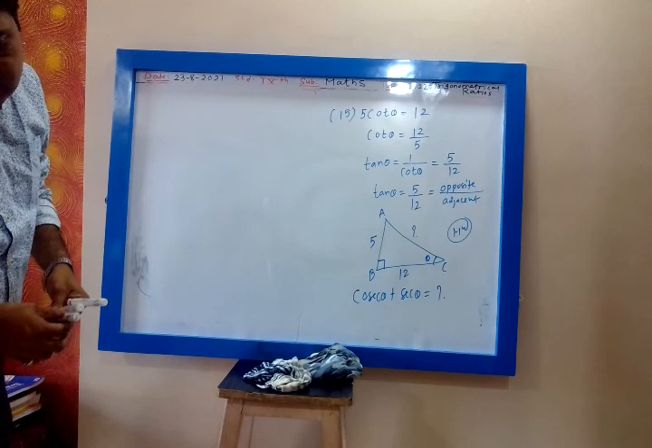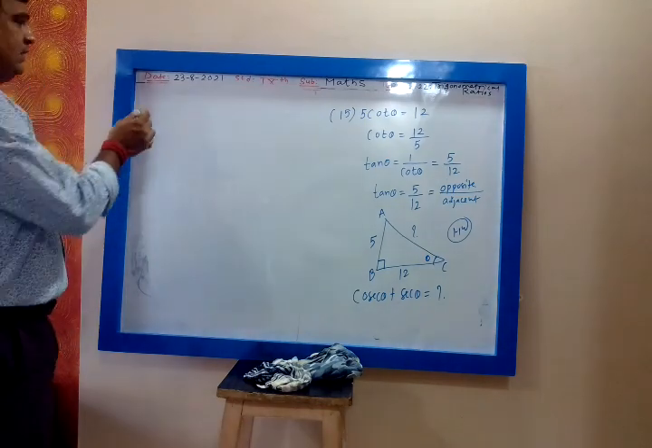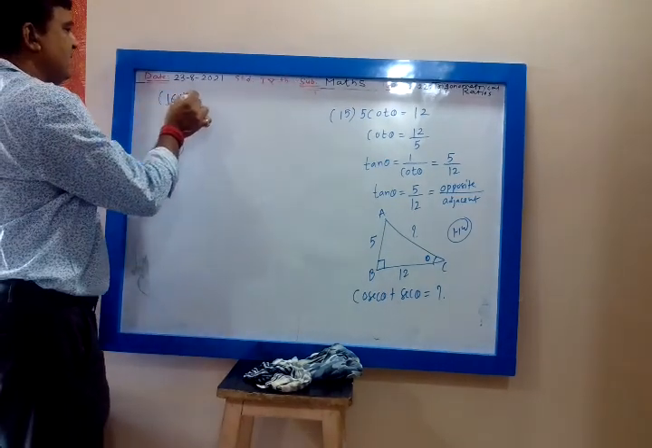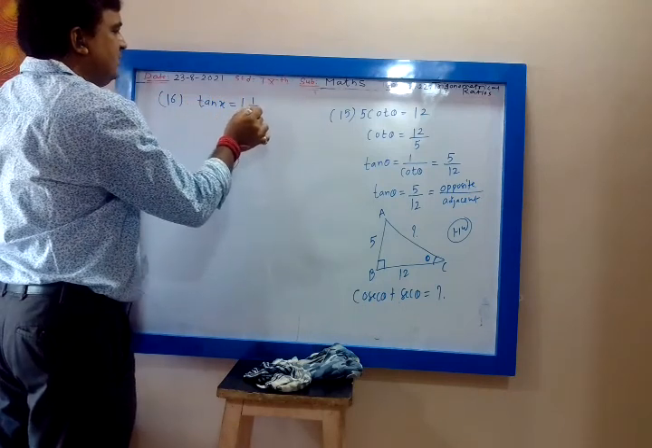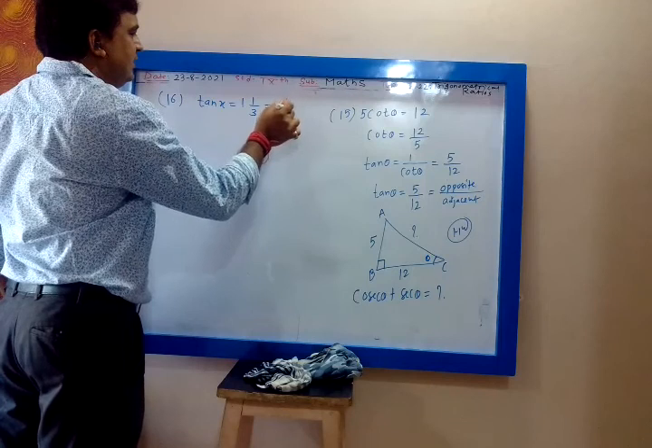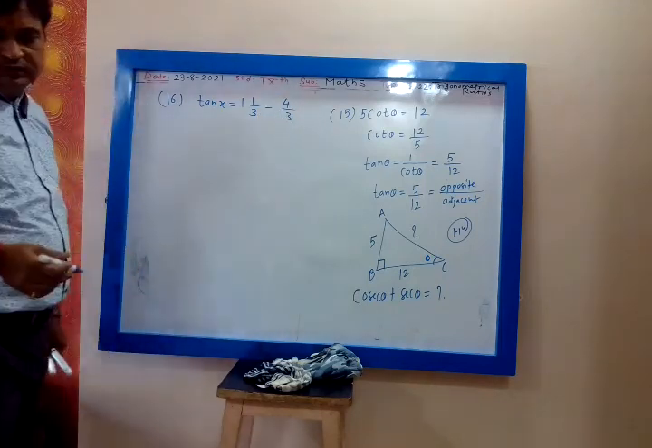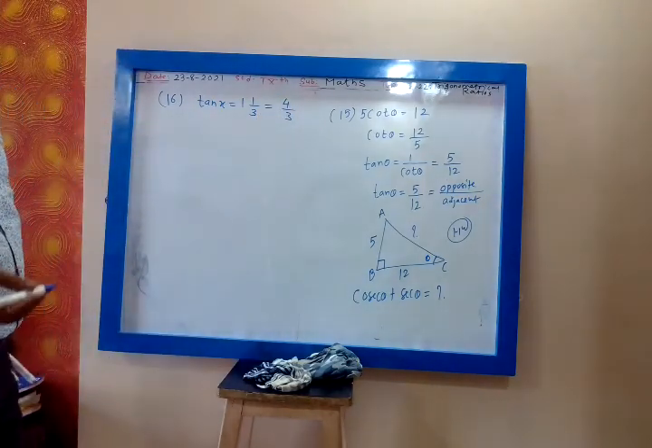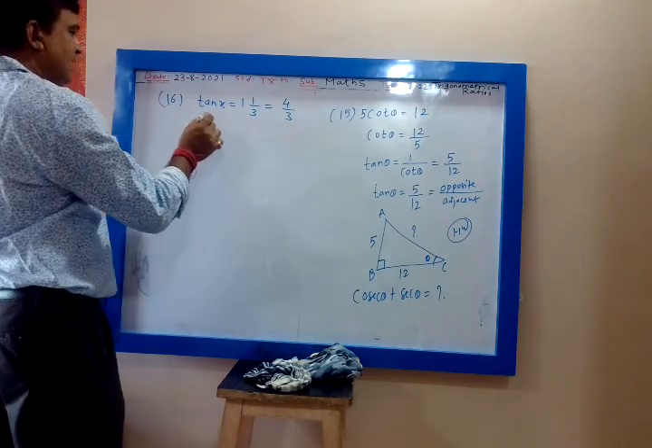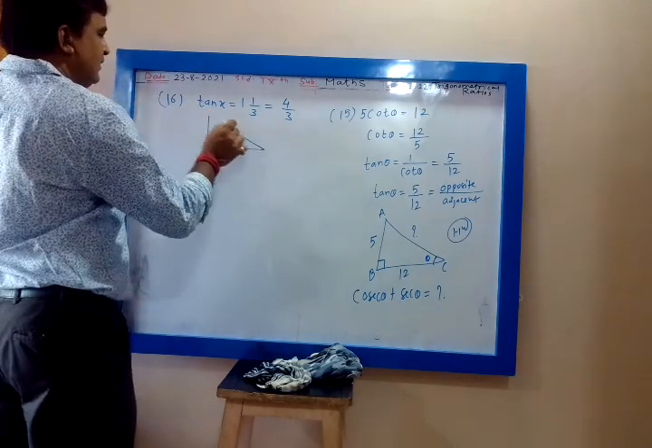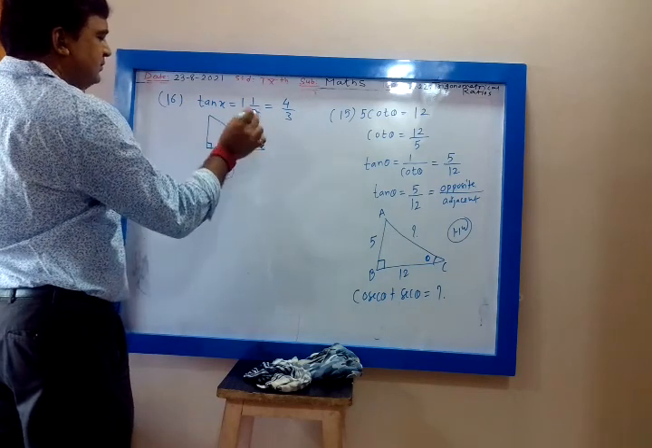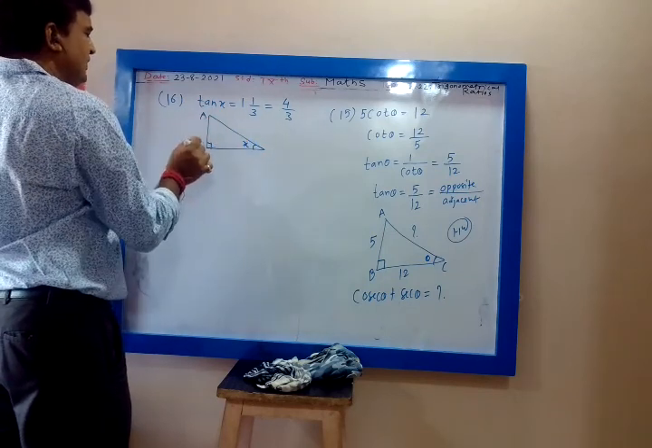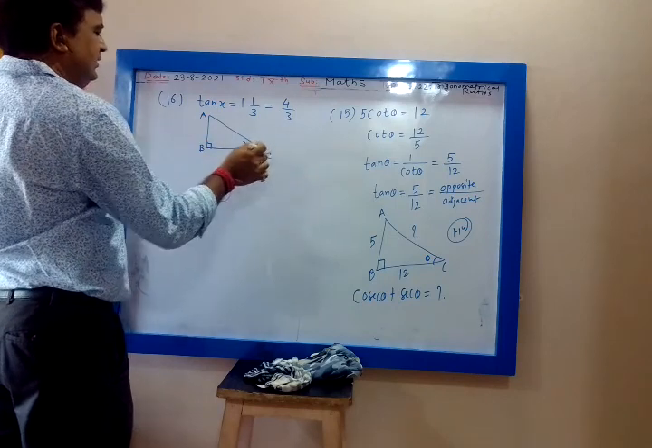Now next is 16. Tan x is 1 by 3 is 4 by 3, correct? So the reference angle is given. Reference angle is my x. So you can take this angle as x, the reference angle, no problem. This is your ABC.